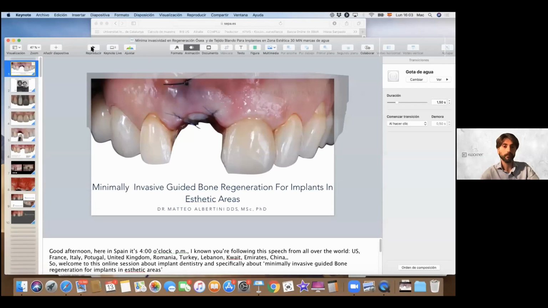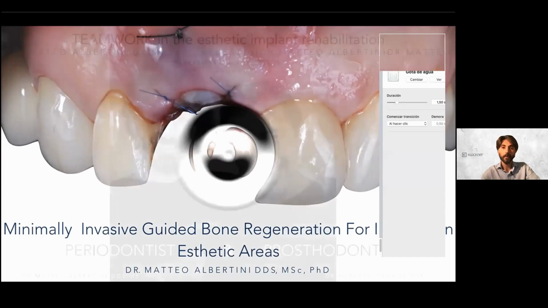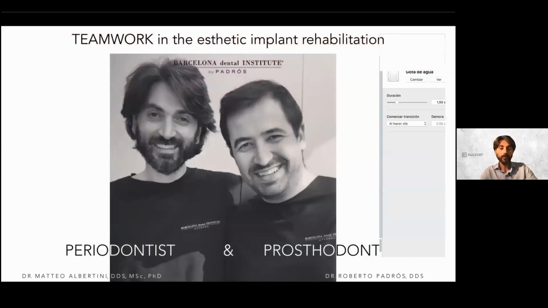The topic of this presentation is minimally invasive guided bone regeneration for implants in aesthetic areas. So let's go with the presentation. I would like to stress that all the cases I'm going to present have been restored by my friend Roberto Padros. Hello, Roberto.